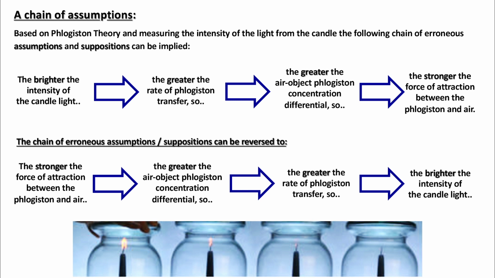The brighter the intensity of the candlelight, the greater the rate of phlogiston transfer, so the greater the air-object phlogiston concentration differential, so the stronger the force of attraction between the phlogiston and the air. The chain of erroneous assumptions and suppositions can be reversed to: the stronger the force of attraction between the phlogiston and air, the greater the air-object phlogiston concentration differential, so the greater the rate of phlogiston transfer, so the brighter the intensity of the candlelight.